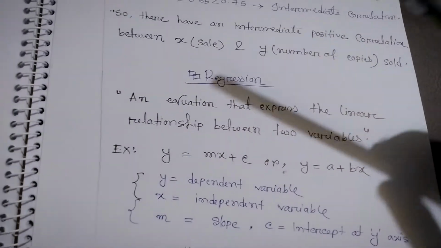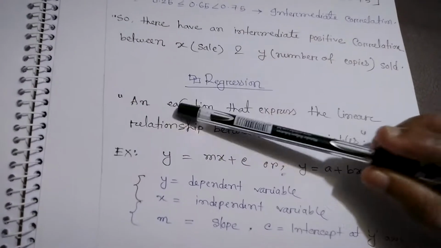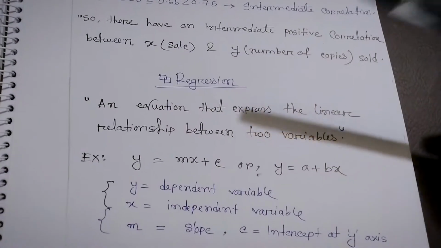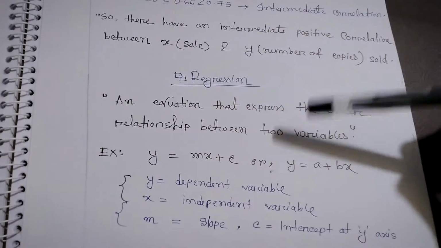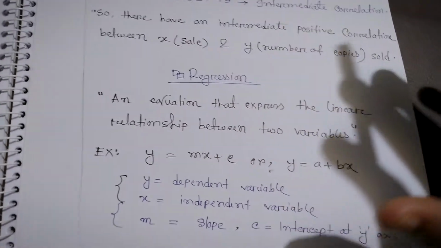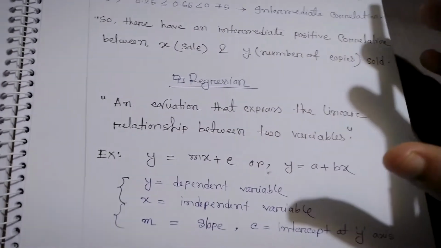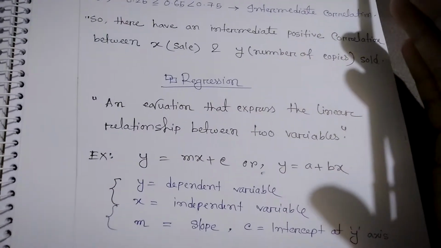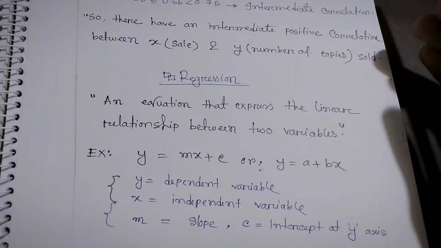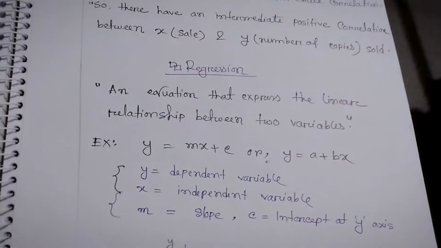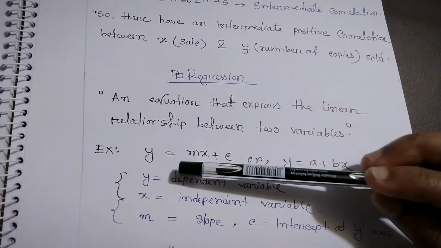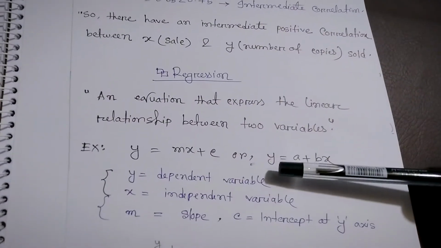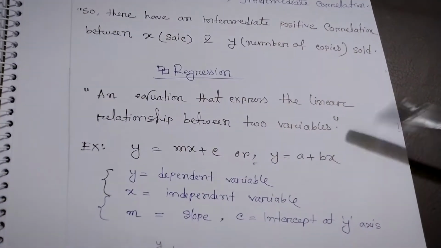the equation. So regression is actually an equation that expresses the linear relationship between two variables. It is just a statement that two variables are correlated: when one is increasing, the other is decreasing, or when one is increasing, the other is also increasing. This is the kind of relation they have, and the relation is y equals mx plus c. This is a straight line equation, or we can write y equals a plus bx.